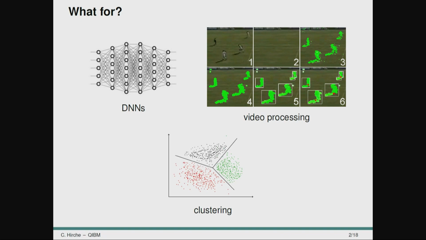So let's start by looking at some fields where, in classical information theory or classical computing, the information bottleneck turned out to be really useful. Those are in particular things like deep neural networks, video processing, or clustering of information. And what do all of these things have in common?